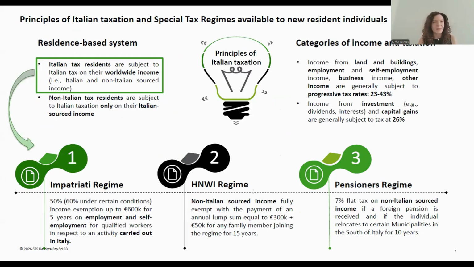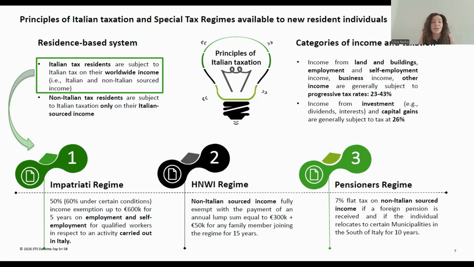Before we explore the special tax regimes available and could be matched with the different visas that Gaia further explained before, it is maybe worth having a look at the Italian principles of taxation. So basically, Italy applies a residence-based system, which means that the treatment of Italian tax residents differs from the one of non-Italian tax residents. While on one hand, Italian tax residents are subject to taxation on their worldwide income, so every income they earn, everywhere they earn it from, is subject to Italian taxation.